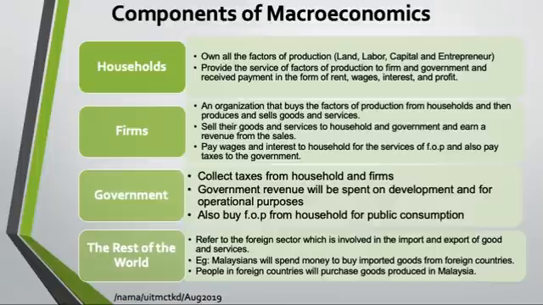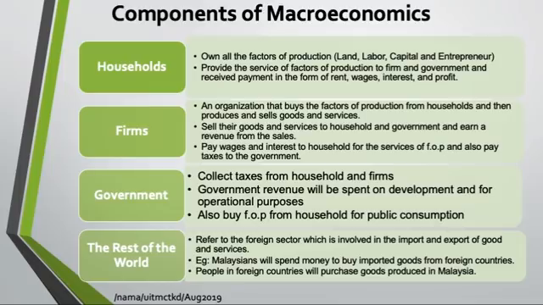And the last one is the rest of the world, other countries except Malaysia. So it refers to the foreign sector, which is involved in the import and export of goods and services. Okay, kita Malaysian will spend money to import goods. Kita beli cheese daripada New Zealand, kita beli kereta daripada Jepun, kita beli buah-buahan daripada India, daripada Afrika. And also people in foreign countries purchase goods produced in Malaysia. For example, tourists datang ke Malaysia for tourism, datang ke pulau. Kita export kita punya produk and kita akan dapat money from foreign sector. Okay, that is the component. You have to remember household, the second one is firm, government and also the rest of the world.